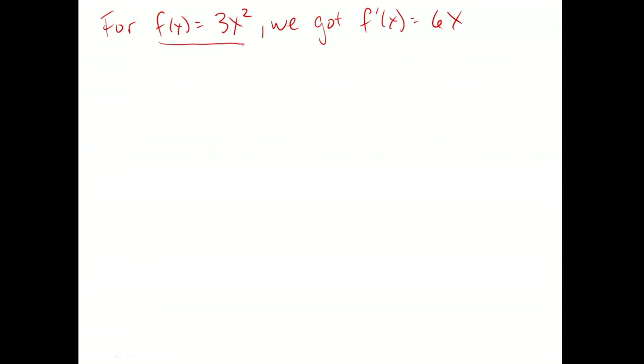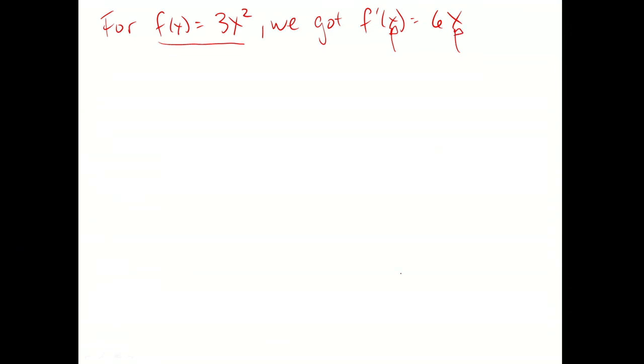So we got, for f of x being 3x squared, that the derivative turned out to be 6x. That's what we just computed on the last slide. So what should that mean? That means that the slope of this function, that graph, at any x value that you want, should be attained by simply plugging that x value in here, and that should tell you what the slope is.